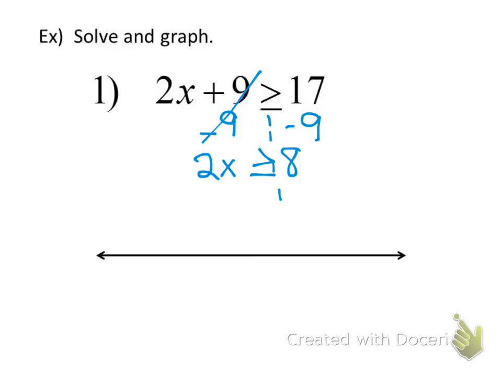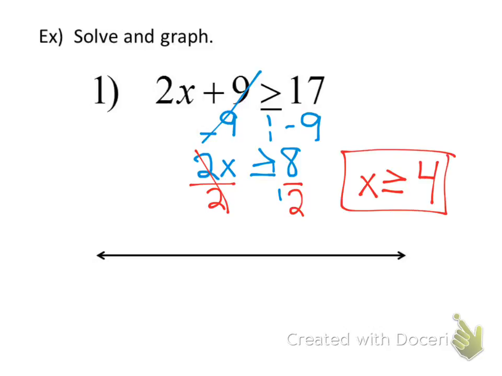We'll call that step 1. Yes, that's step 2. What do you do with the 2x? Divide. Yes, 2x is actually multiplying 2 times x. You get rid of multiplying by dividing. So we're going to divide both sides by 2. So we have x. Do I flip the symbol when I divide by 2? No. It has to be negative. So in this case, no. The symbol stays the exact same. And 8 divided by 2 gives me a 4. So my answer here is x is greater than or equal to 4.